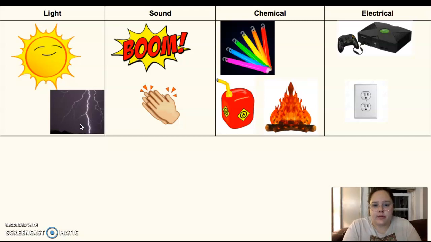I did put the glow sticks under chemical, but because before that glow stick will light up, those atoms need to have a chemical reaction. They need to change inside of the glow stick. So when you crack that glow stick, you are actually doing a chemical change. Those chemicals are inside. Gasoline is a chemical type of energy, and that fire is a chemical energy. We are changing the atoms into something else. We are making them react differently. And then electrical, we have the Xbox and the outlet, because both of those have to do with plugging something into electricity using that outlet and that plug.